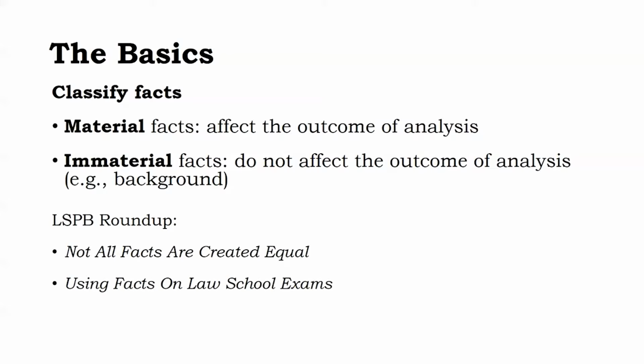So in order to do this, you have to know those rules cold, the big rules and the sub-rules, but you also have to classify the facts. Every fact pattern has material facts, so facts that matter to the outcome of the analysis, and immaterial facts. Sometimes those are just background facts to set the stage for the story. Those immaterial facts don't affect the outcome of analysis. This is also sometimes referred to as legally operative facts, those are the material facts, and non-legally operative facts, which are the immaterial facts.